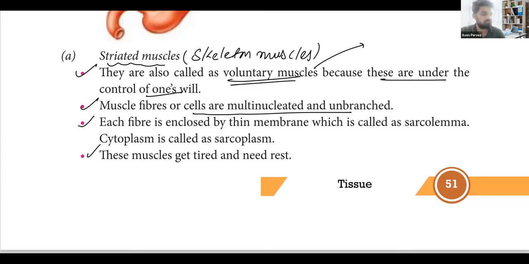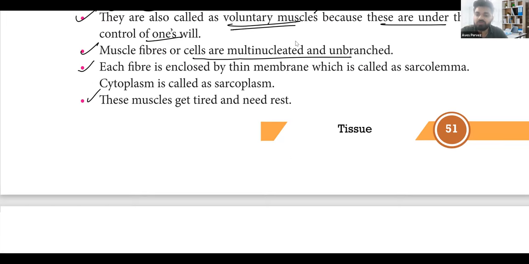Sir, done. Done? Done, everyone? Avni, Rumaisa, Abdul Jabbar? Yes, sir. Done? Okay, let's move further.